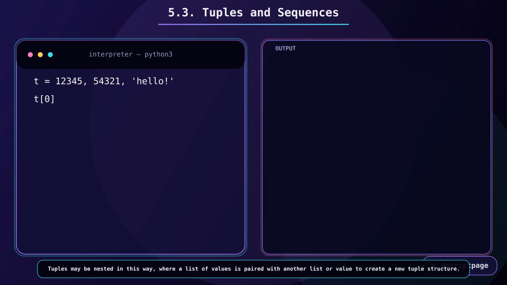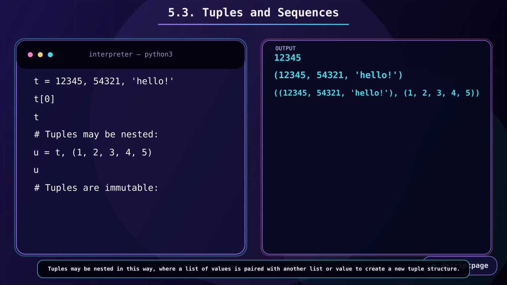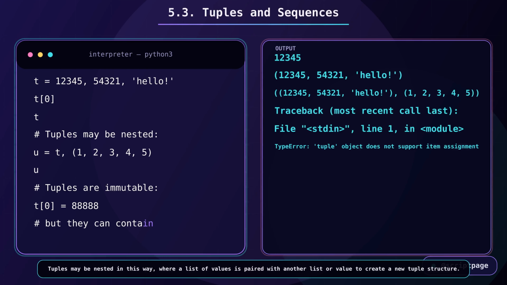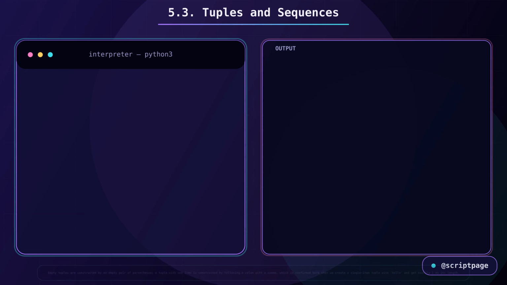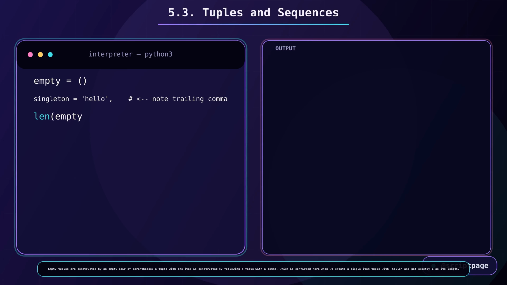Tuples may be nested in this way, where a list of values is paired with another list or value to create a new tuple structure. Empty tuples are constructed by an empty pair of parentheses. A tuple with one item is constructed by following a value with a comma, which is confirmed here when we create a single item tuple with hello and get exactly 1 as its length.